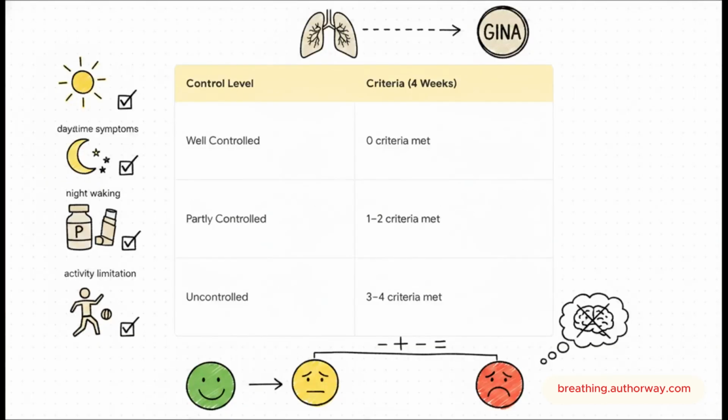And when you're handling that symptom control in Step 3, it is so seamless. The clinician just checks little boxes for daytime symptoms, night waking, reliever use, and activity limitation. Instantly, the app takes those inputs and cross-references them against the GINA standard. 0 criteria met, the patient is well controlled. 1 to 2, they're partly controlled. 3 to 4, flags them right away as uncontrolled. It completely eliminates the mental math for you.